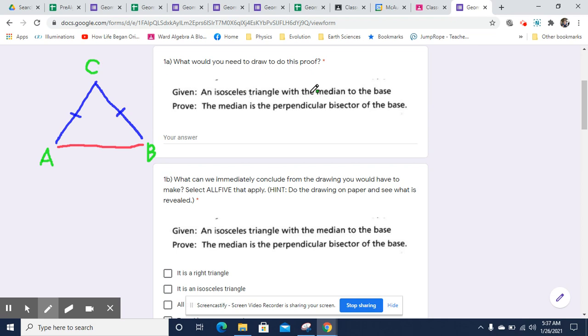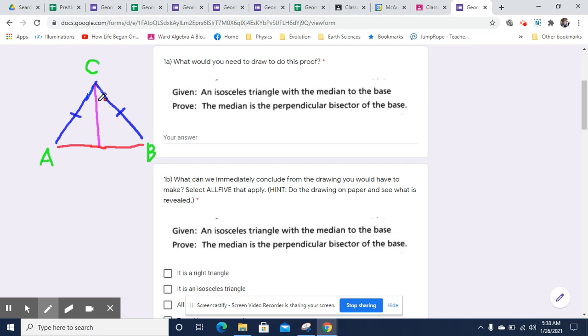And then it says with a median to the base. So the median, we'll use this color here. Actually, I should use a different color than that because it looks too close to what the base is. So let me use a different color. I'll use magenta. There is a median to the base. And this is not a perfect drawing. I'm fixing it here and there. I might not have gotten the colors exactly right, but that's okay.